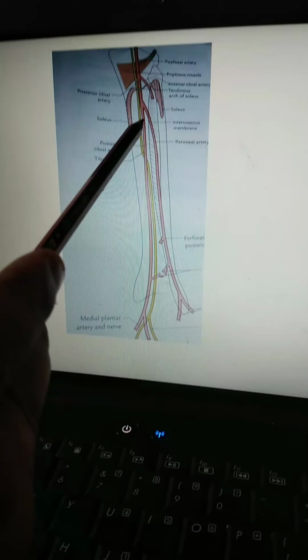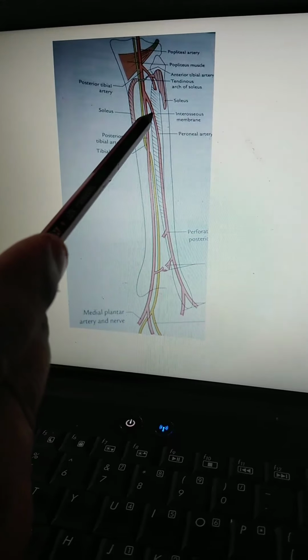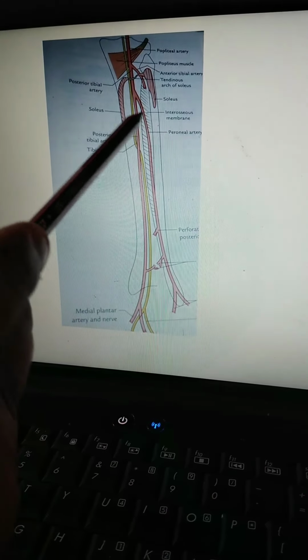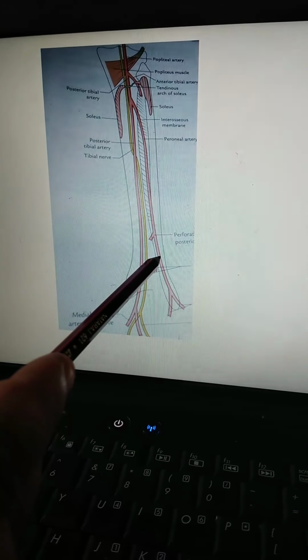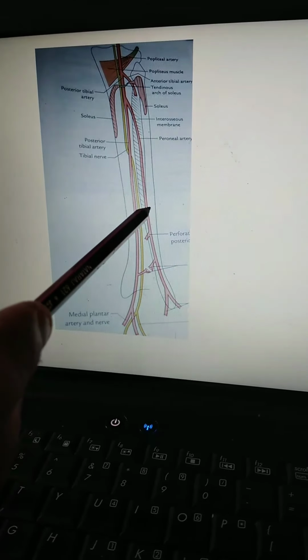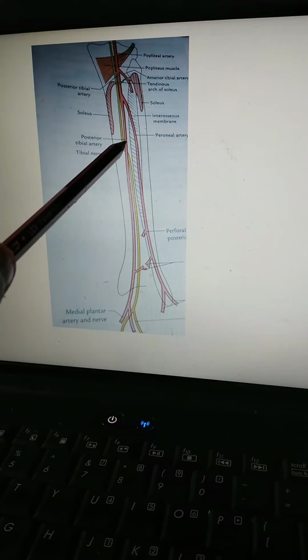Now, throughout its course, it is accompanied by the tibial nerve, which crosses the artery from the medial to the lateral side. Now, it gives fibular artery or peroneal artery. It is the largest and most important branch of the posterior tibial artery. It arises 2.5 centimeters distal to the inferior border of the popliteus.